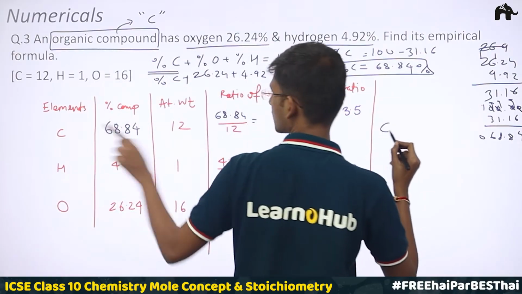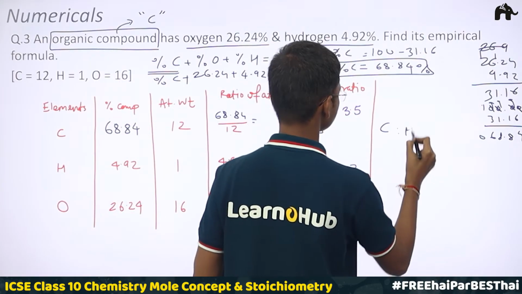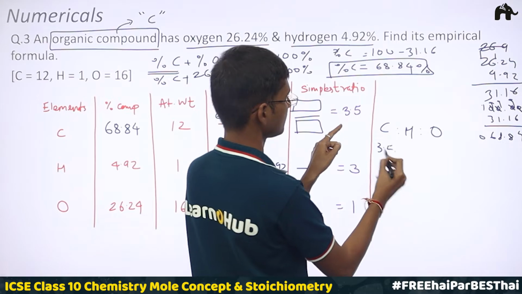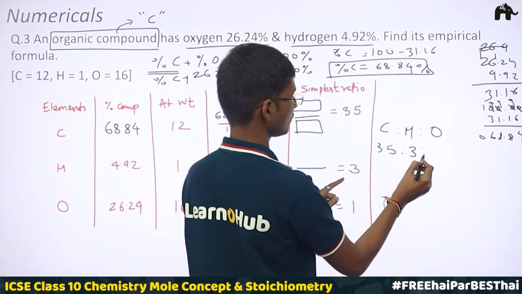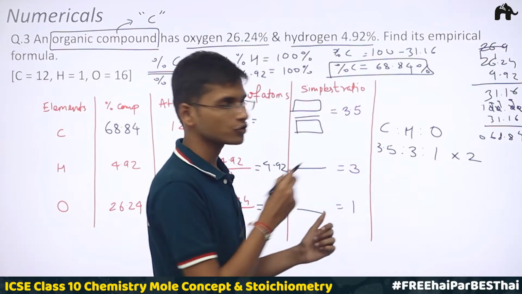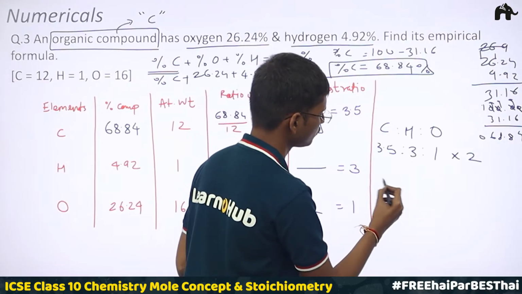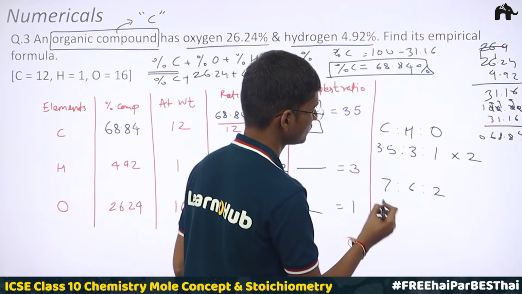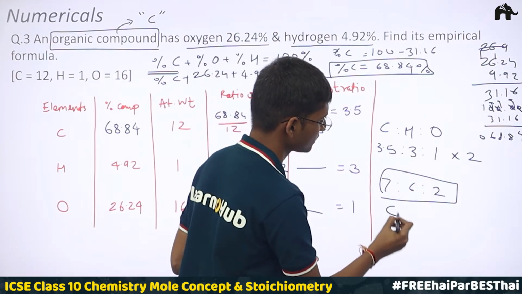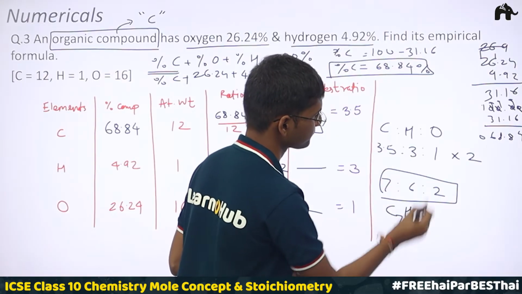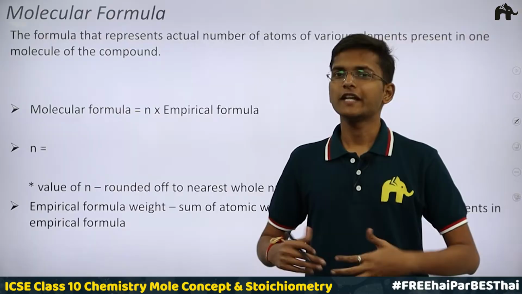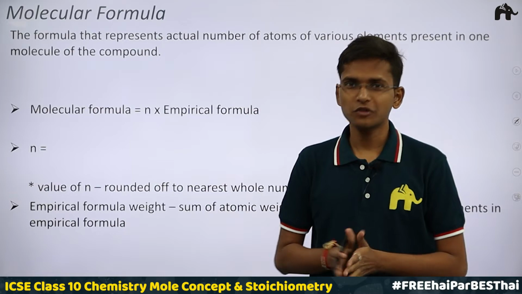So what I would do is, carbon is to hydrogen is to oxygen. Carbon is 3.5, hydrogen is 3, oxygen is 1. So I have written the ratio. Now I am making the simplest ratio a simplest whole number ratio. So multiplying with 2, 7 is to 6 is to 2. So this would be the simplest whole number ratio of carbon to hydrogen to oxygen. Then I would simply write the empirical formula, C7H6O2. Understood very clearly?